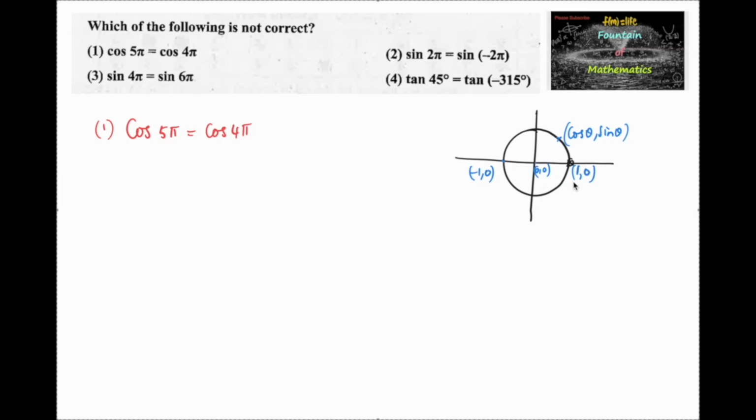which indicates that cos of every even multiple of pi, that is cos 2n pi, will be equal to plus 1. And cos of odd multiples of pi, that is 2n minus 1 of pi, or 2n plus 1 of pi, is equal to negative 1. So cos 5 pi is an odd multiple of pi, so this is minus 1, and cos 4 pi is an even multiple of pi, which is plus 1. So minus 1 and plus 1 are not equal, so we can say that option 1 is not correct.